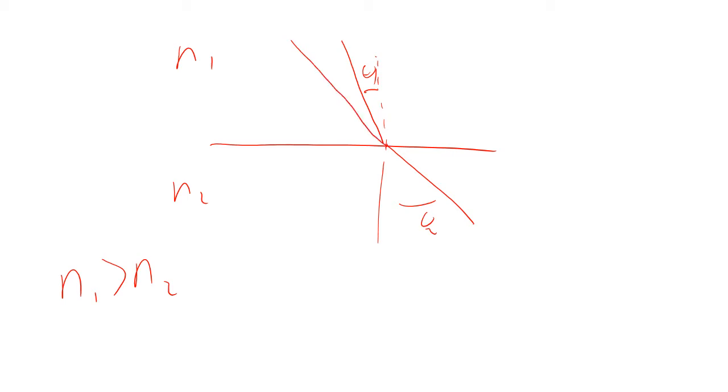So we're assuming that n1 is greater than n2. Draw a perpendicular here. For small theta 1, theta 2 is bigger. For a critical angle right here, theta 2 is 90 degrees. And for a bigger angle than that, theta 2 would be bigger than 90 degrees. We can't really refract bigger than 90 degrees, so what happens is you get reflection. And the angle of reflection is going to equal the angle of incidence.